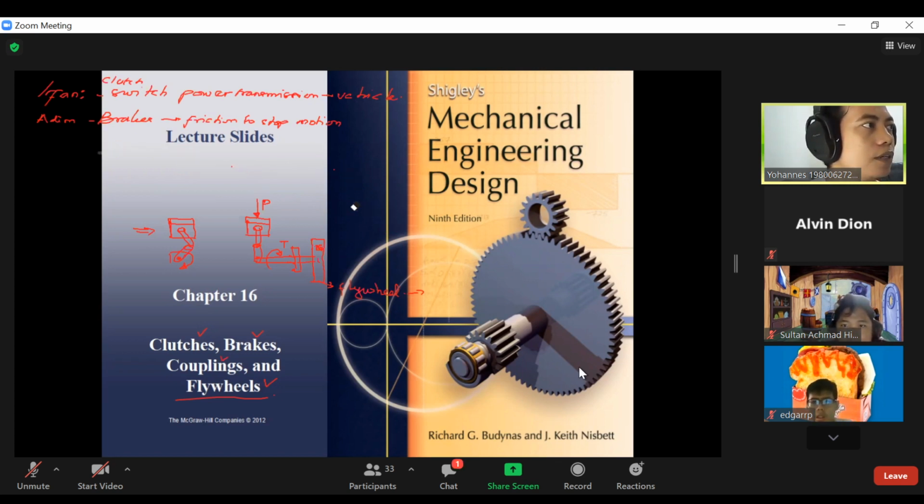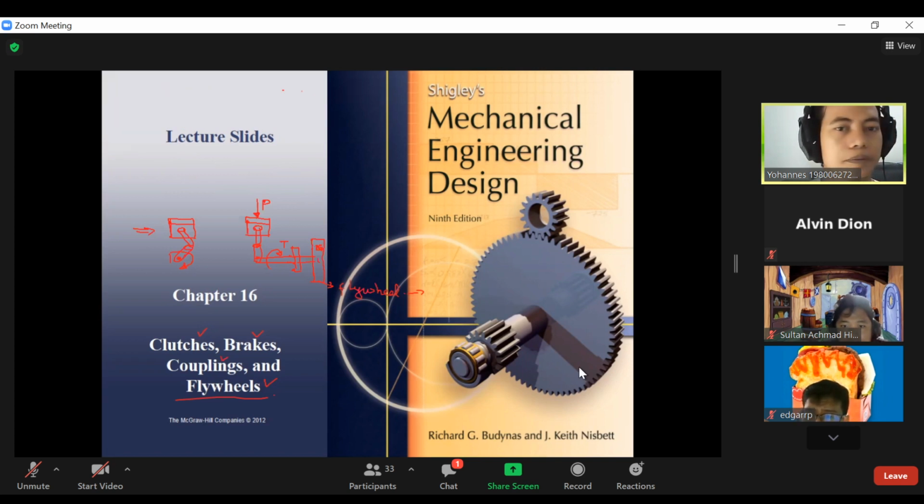Okay, let's move to the next component. That is clutch. Okay, so clutch. Just like your friend said, the clutch usually exists in the gearbox for power transmission. So for example, here you have a pair of gears to transmit the power from the internal combustion engine to the driving wheel. Okay, so this is a sprocket, and it goes to the driving wheel using chain.